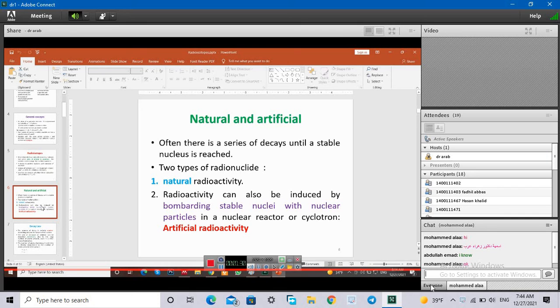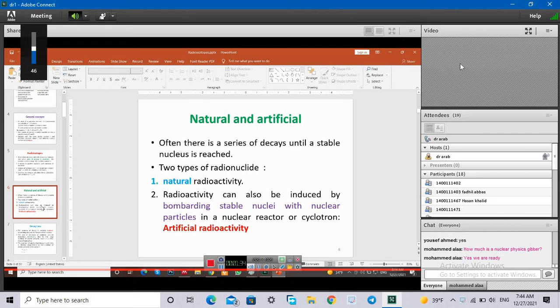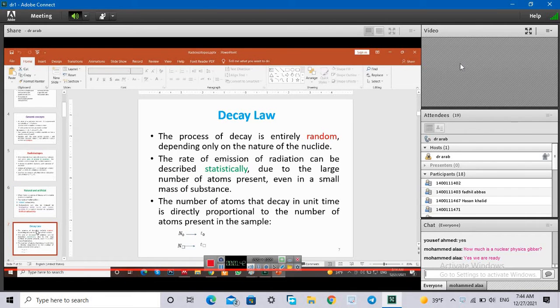the radionuclide. One of them is natural radioactivity, and the other is radionuclide that we produce artificially. The main concepts that we face in the physics of nuclear medicine are the decay law, activity, and also the half-life time.